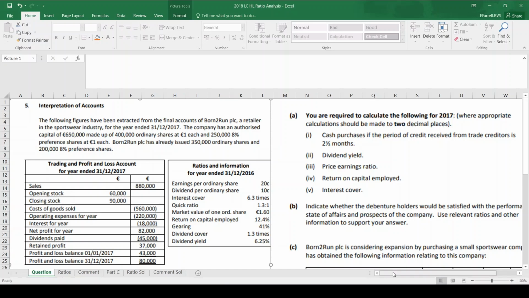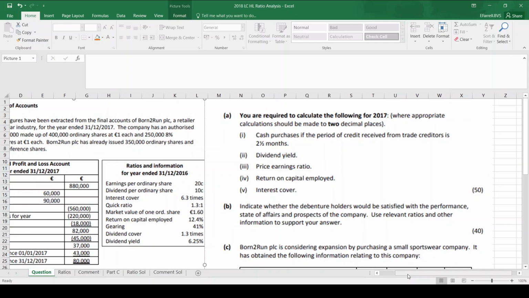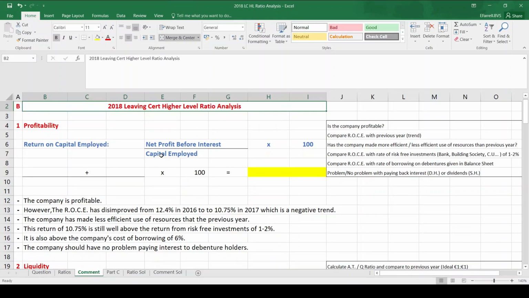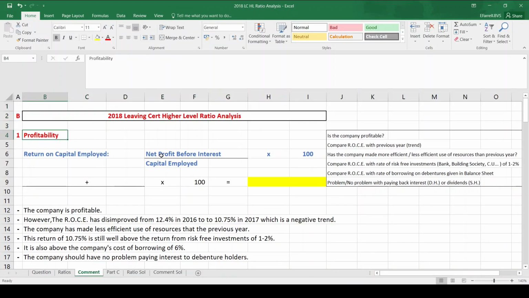So here we are asked, indicate whether the debenture holders will be satisfied with the performance, state of affairs and prospects of the company, and use relevant ratios and other information to support your answer. So with this part of the question here, I would always try and structure the same way, because if you look at lots of solutions from examinations.ie, every year they're answered differently and it can be very hard to figure out what's going on. So with these, I would use a standard template to answer these questions. So my first heading would always be profitability.